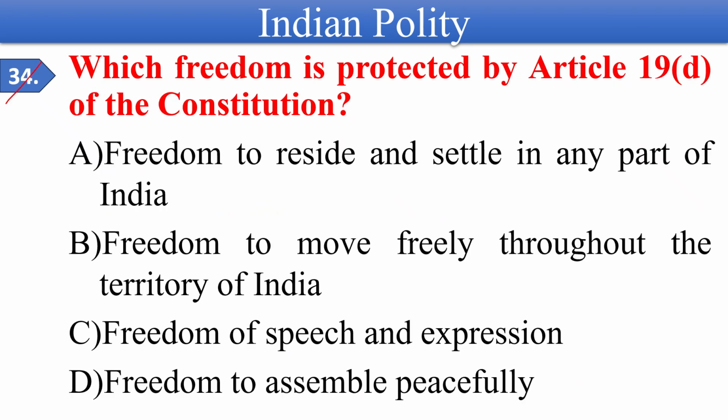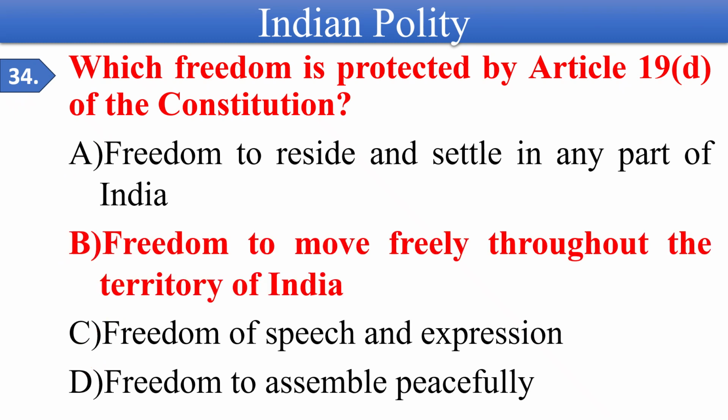Question number 34. Which freedom is protected by Article 19D of the Constitution? Option A freedom to reside and settle in any part of India. Option B freedom to move freely throughout the territory of India. Option C freedom of speech and expression. Option D freedom to assemble peacefully. Option B freedom to move freely throughout the territory of India is the correct answer.